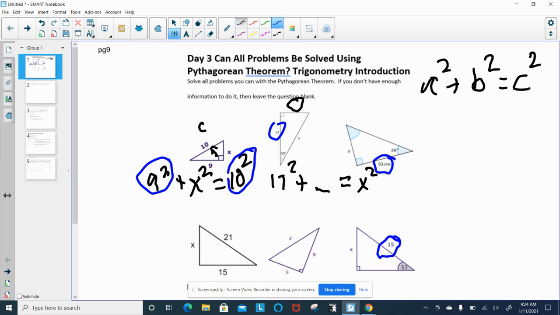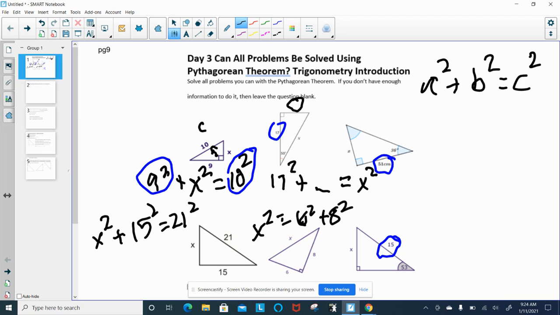We have, let me get my marker back. We have x squared plus 15 squared equals 21 squared. That one works. And here we'll have x squared equals 6 squared plus 8 squared. So that one works. But you can see that there are some right triangle problems where we're solving for a missing side. I'm going to write that over here. Missing side, where we can't use Pythagorean theorem.